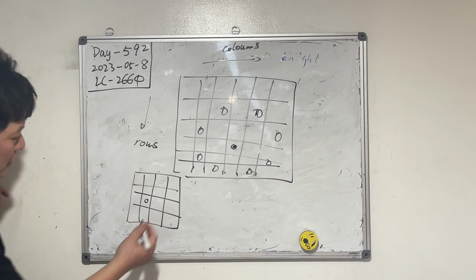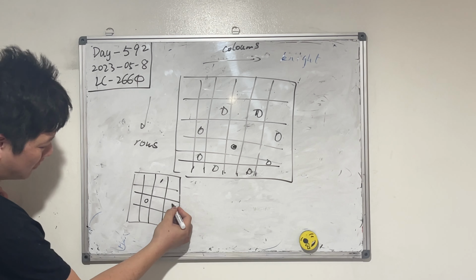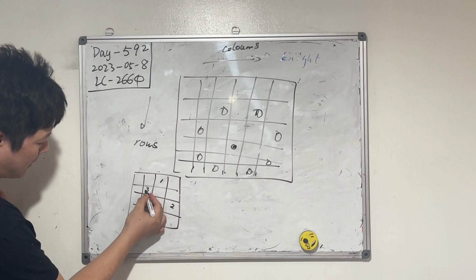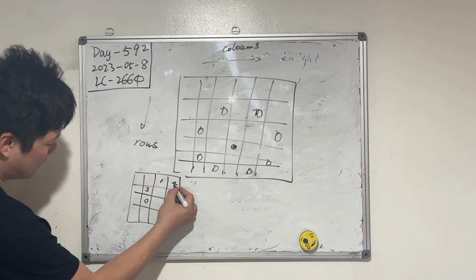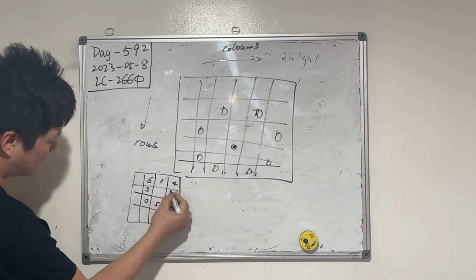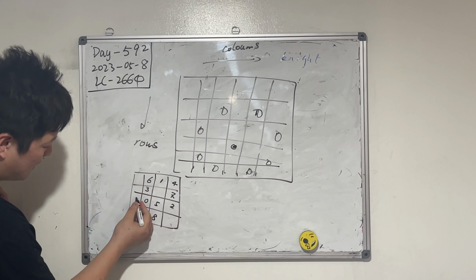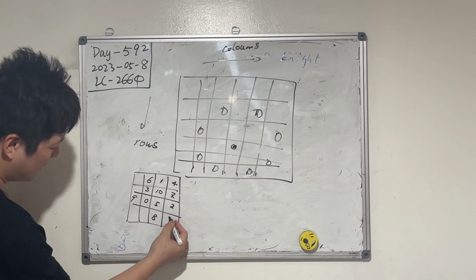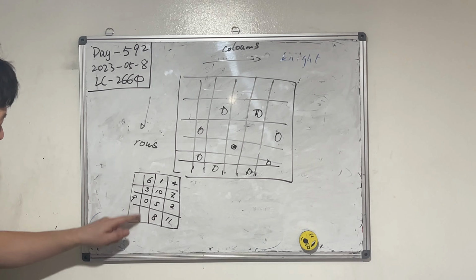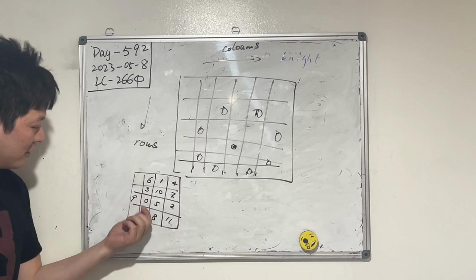Okay, so for the next one, imagine I put a 1 here, 2 here, 3 here, 4 here, 5 here, 6, 7, 8, 9, 10, 11. I can't go back, right? Because this has been visited. Do you see my point? So we want to find out.